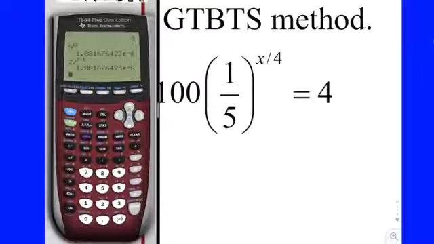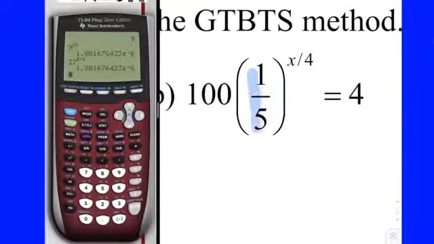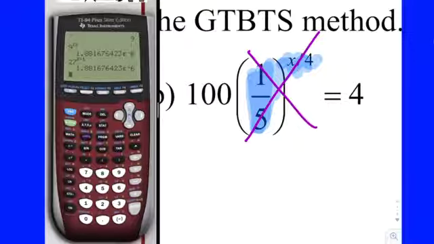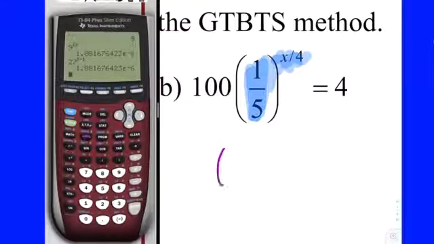So when you're trying to get the bases the same, you're going to want to try to isolate the part that has the variable in it. It's kind of like if this were algebra, that would be like x. So if it were 100x equals 4, what would you do to solve for x? Get rid of the 100 by just erasing it, right? No, by dividing through by 100. So that's the same idea. You want to isolate the variable portion. So let's go ahead and divide both sides by 100.